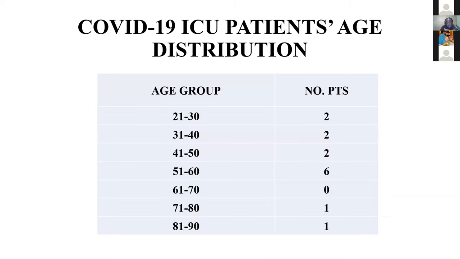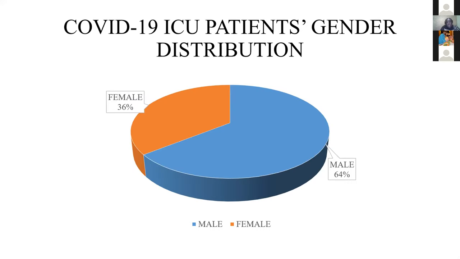Now, when we focus on the critically ill patients in our ICU, that is the age distribution. And you can see the most affected age group is patients between the ages of 51 to 60, and you have a few in the 80s and in the 90s. When it comes to how many are female, how many are male, 64%, that's about 9 of the 14 patients admitted to our ICU were male, and 36%, about 5 of them, were female.